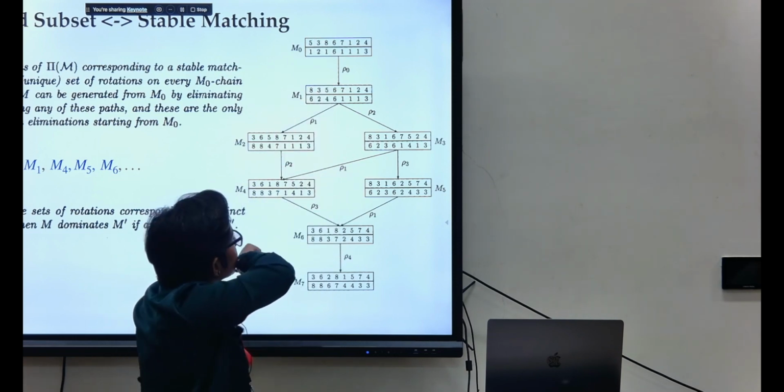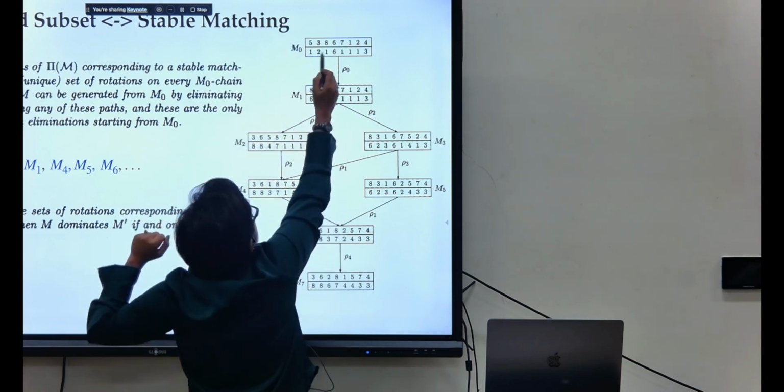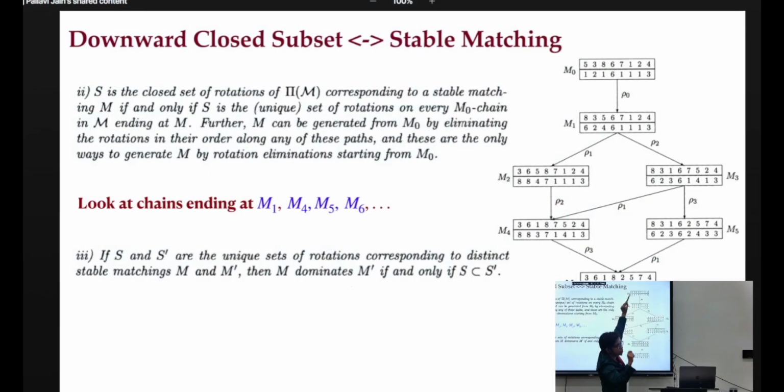And below, like 1, 2, 1, 6. Oh, this is basically the rank of these women. So, M1 is matched to his first partner, the top rank partner, that meaning rank 1 partner. M2 is matched to W3 who happens to be his second rank partner.